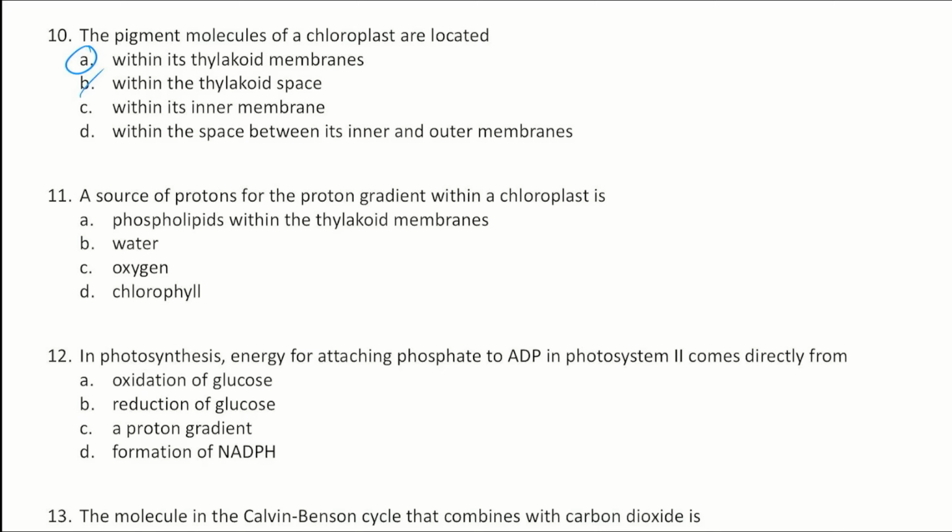The stroma acts as having a low concentration of hydrogen ions within our light system, or light-dependent reaction, and that's purely the use of it. Within its inner membrane is going to be wrong as well, and within the space should not be right. So the only one that makes sense here is going to be A, within the thylakoid membrane.